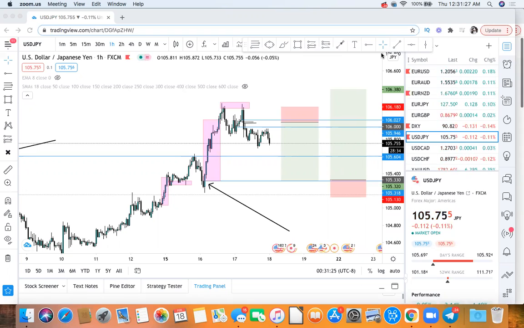And today I'm gonna be going over a few pairs, mainly all USD pairs such as EURUSD, GBPUSD, as well as EURCAD. EURCAD is one of the pairs I'll be looking at as well. It's not a USD pair, but I'll also be looking at that one for potential buy opportunities.